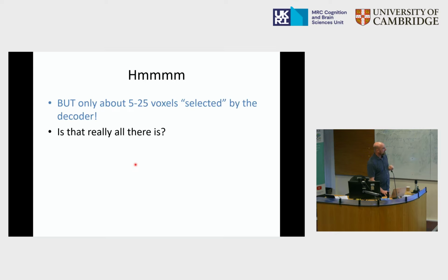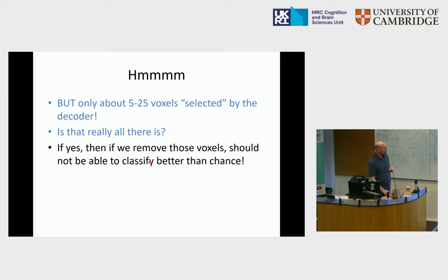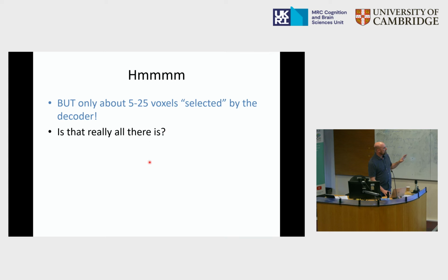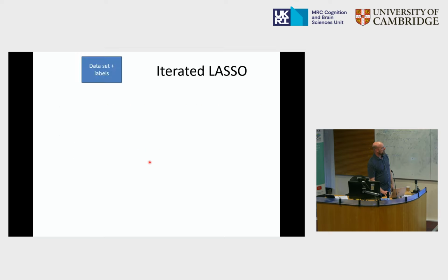The one I'm going to tell you about now is just a simple twist on the lasso. So the idea is, look, if this was really all the voxels that carry that useful information, then if we take them out of the data set and run the model again, we shouldn't find anything. We should be at chance. If we take them out and run it again and we're not at chance, well, now we found a little bit more of the signal. So we can take those out. In other words, we can iterate.